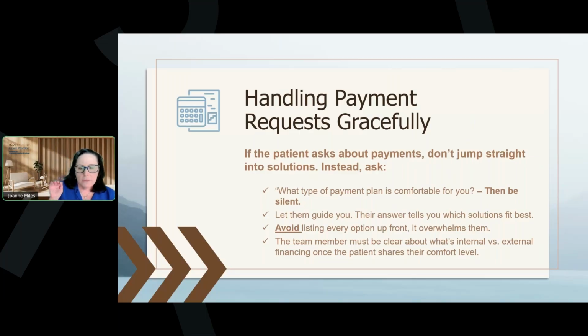And kind of as a side note here, it's important not only to know all of the solutions, you need to know what type of things that you are allowed to offer as in-office payment arrangements versus third-party payment arrangements and what you have. So this is that back and forth dialogue, so you can help sort of funnel the patient through questioning to give them the best solution.